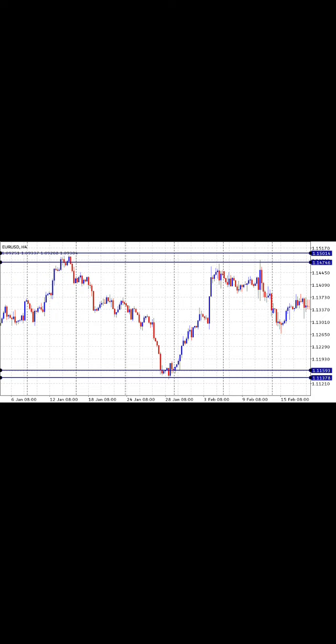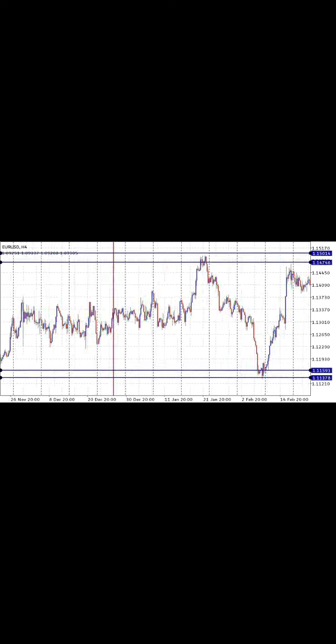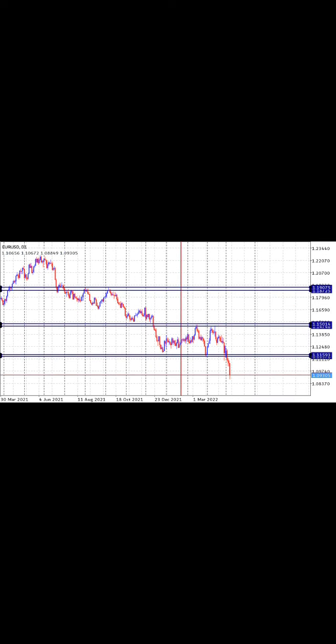For a downtrend, it is that bullish candle. Notice the difference. Uptrend is red candle, bearish candle. For downtrend, it is bullish candle. So take note. And let me give you a very good example of an order block.